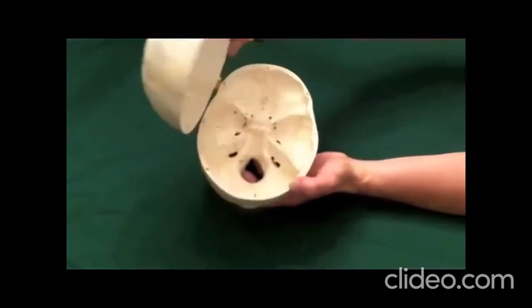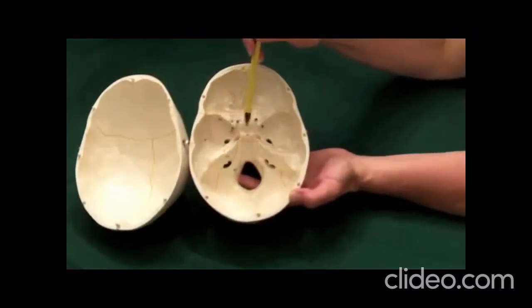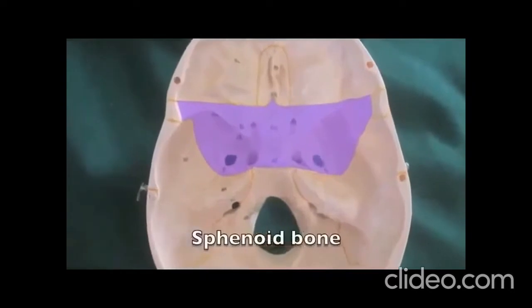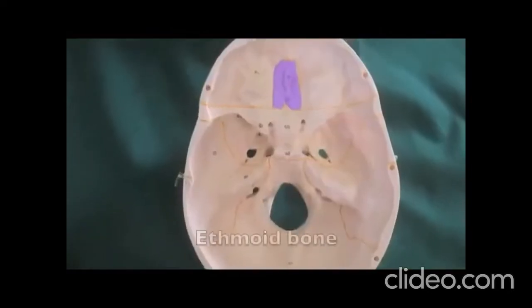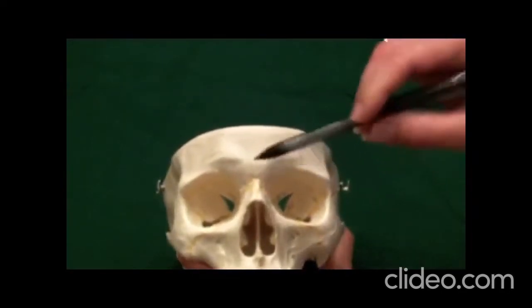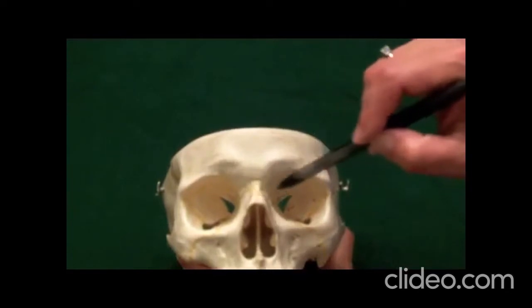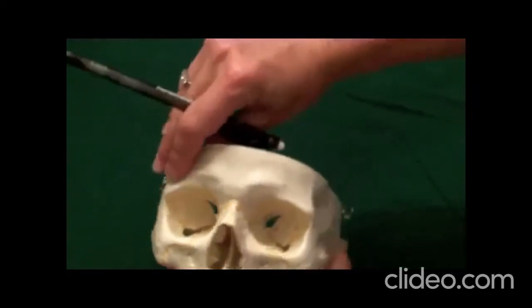Spanning the floor of the cranium is the sphenoid bone. It's kind of shaped like a bat. And spanning the distance between the two orbits is the ethmoid bone. You can see part of it here. The ethmoid bone is a single bone that spans the distance between the orbits. It also projects up into the floor of the skull.